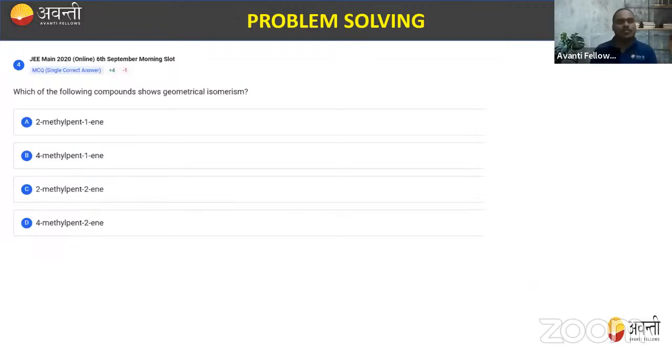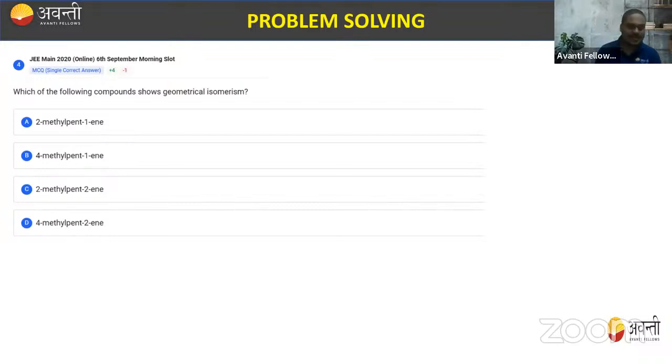The next is, which of the following compounds show geometrical isomerism? Out of these four options, you have to select which compound will show geometrical isomerism. ठीक है? Any guesses? कोई भी बताना चाहेगा reply इसका? Anyone?